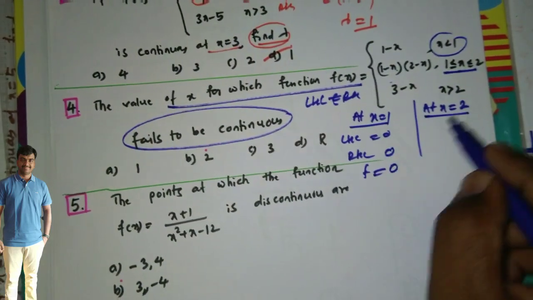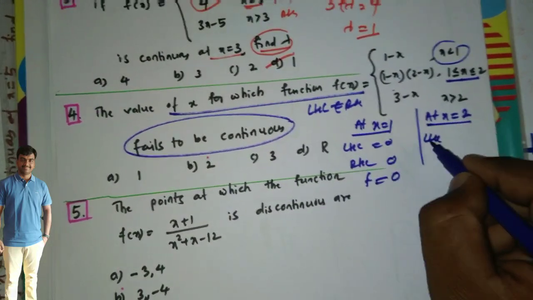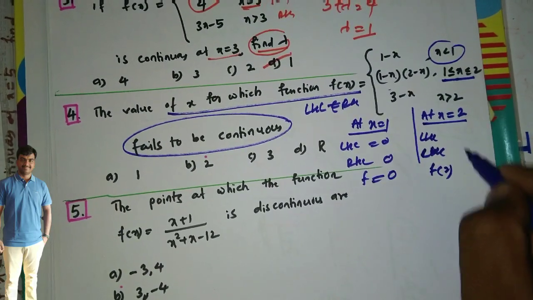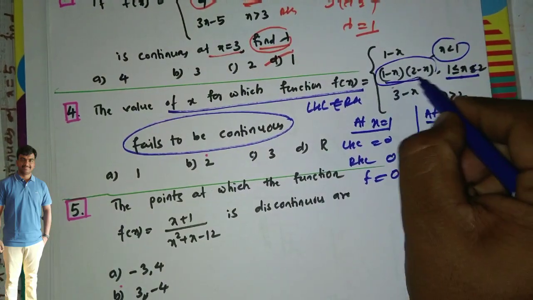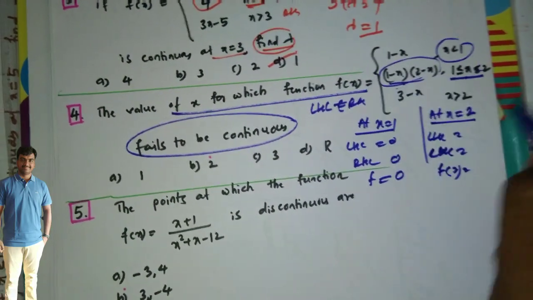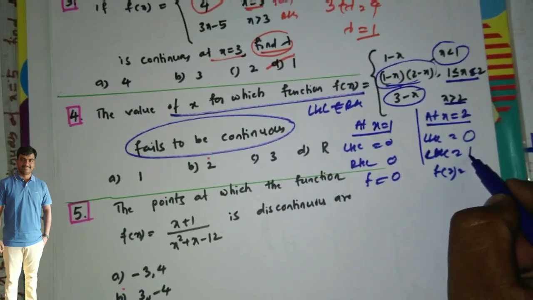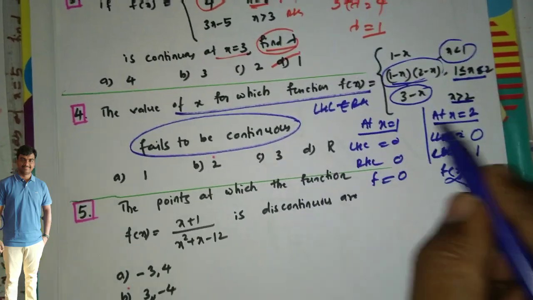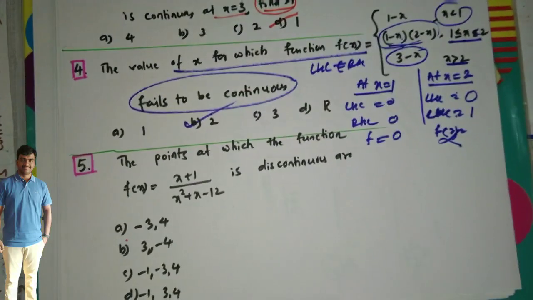Now check at x equal to 2. At x equal to 2, listen, what is the LHL value and what is the RHL value and what is the f of 2 value? Okay, so x less than 2. Here you define LHL here. If I put x equal to 2 here, 2 minus 2, 0. So LHL is 0. So x greater than 2. Here it is RHL. 3 minus 2 is what here? 1. Definitely LHL is not equal to RHL. No need of checking f of 2. Hence the function fails to be continuous at x equal to what here? 2.